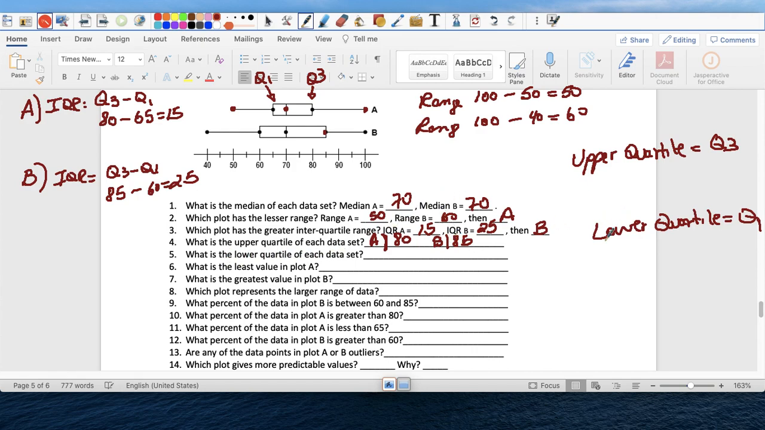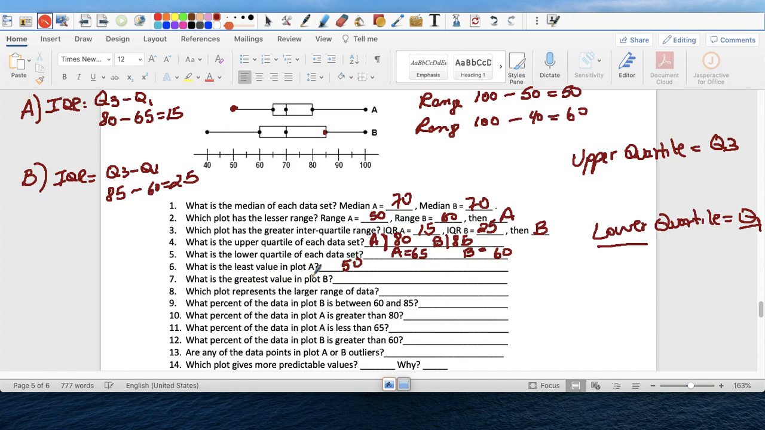What is the lower quartile? Lower quartile is Q1, right? So for A, the Q1 is 65, right here. So for A, 65. For B is 60. What is the least value in plot A? ¿Cuál es el número más chiquito del A? The smallest value for A is this one, which is 50.